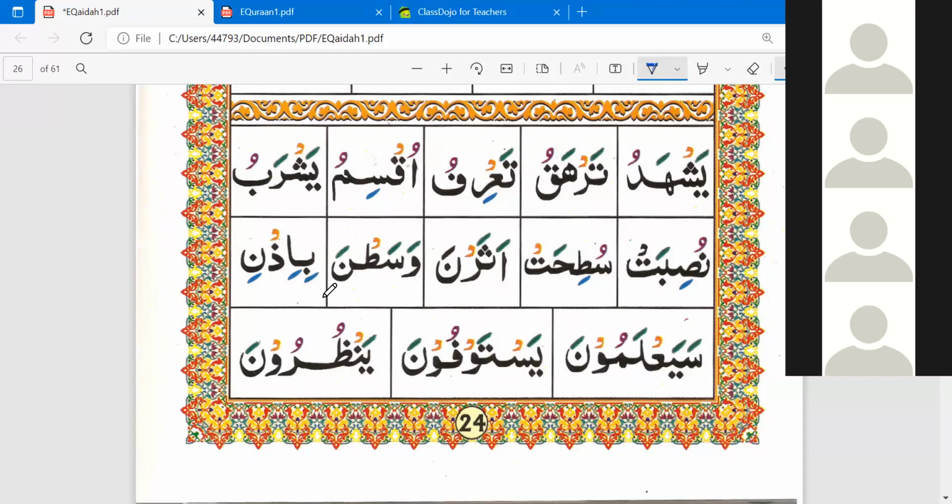Then ba kasra, bi. Alif kasra, e. Dha sukun, is. And nun kasra, ni. All together: be isni.